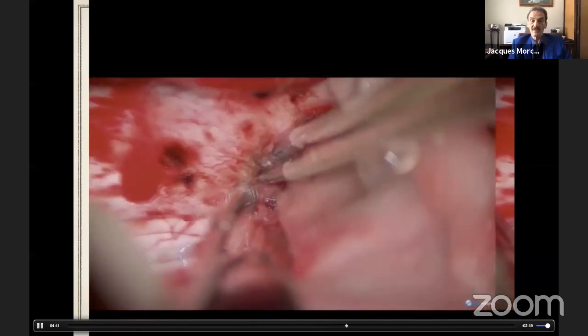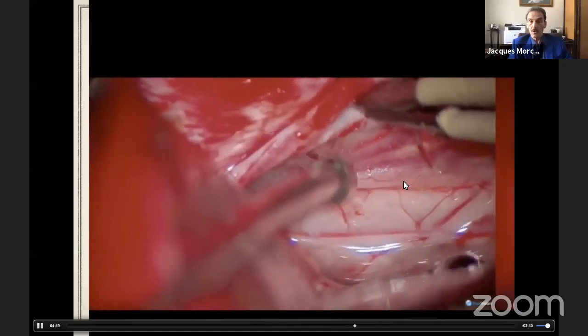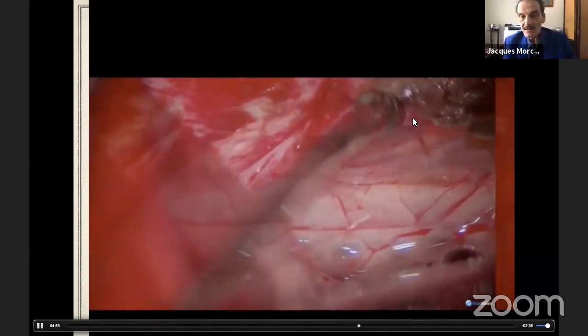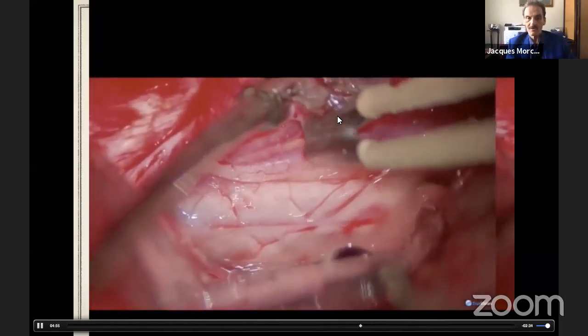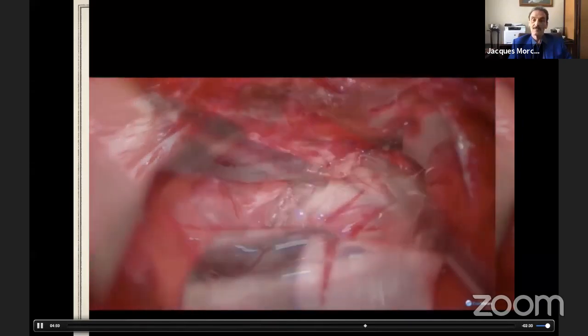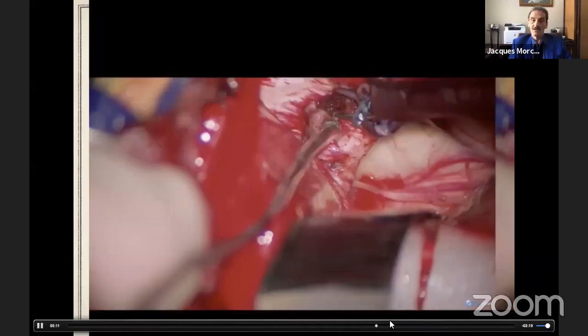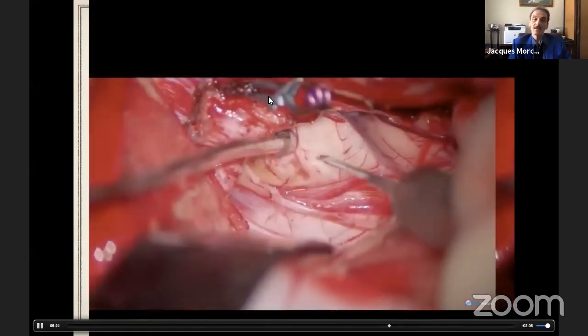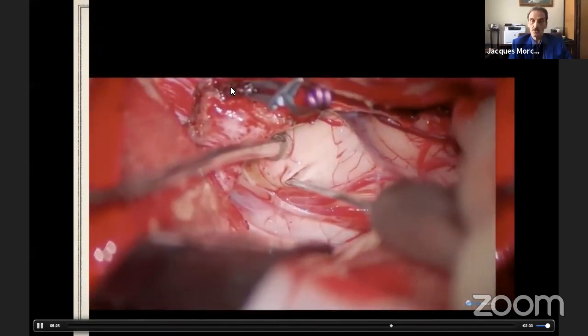Now you open the tentorium. Here is the fourth nerve. But we also saw a variant tentorial artery of Davidoff and Schechter. This can create a side hole in the PCA, which might be difficult to control without injuring the parent. So you cut it. This is a trick for how you open the tentorium. I learned this small opening in the tentorium from Juha Hernesniemi.